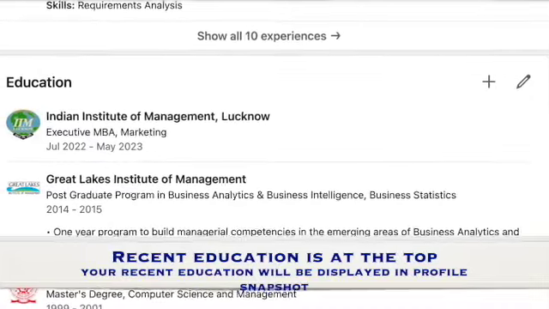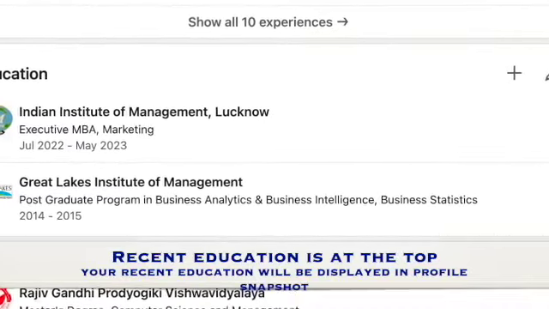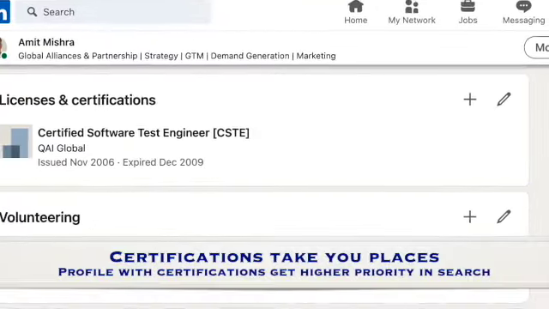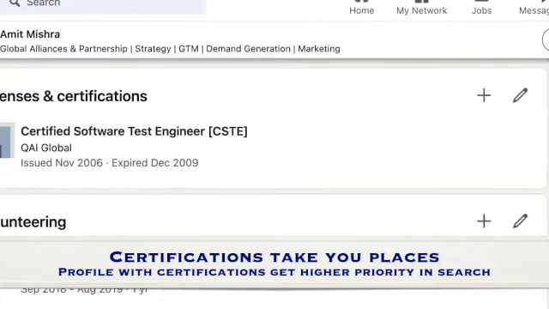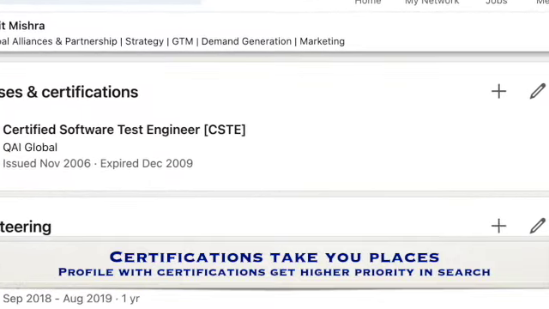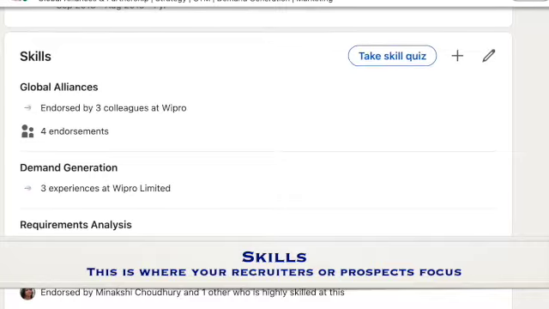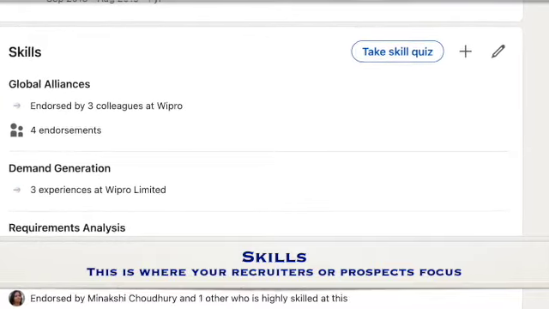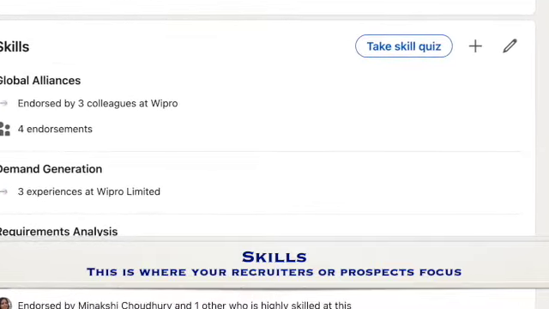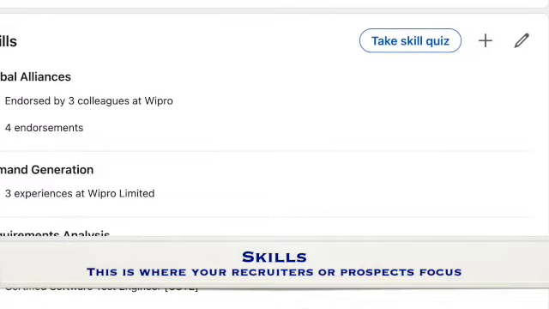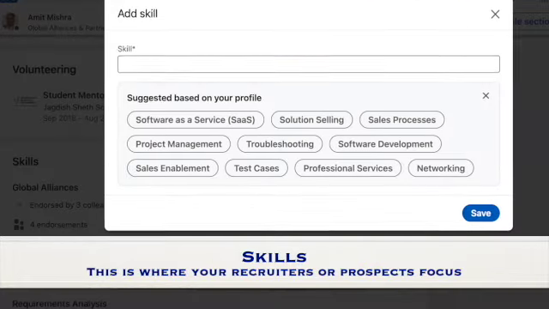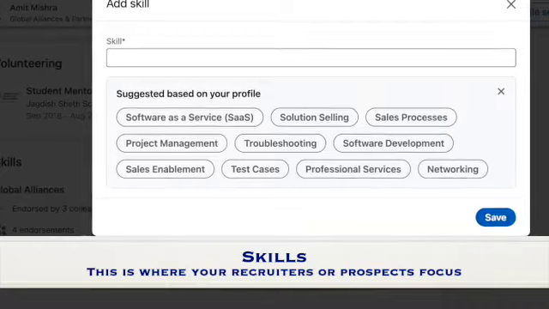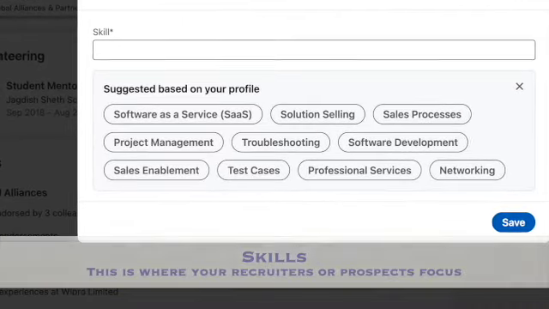Then you have education. You mention what kind of education you have taken. Then we talk about licenses and certifications. People who take industry certifications, you can mention here. Skill set, a very important area. You would talk about all those skills which you have learned through your education, through your experiences, or through your entire career. You mention those skill areas.